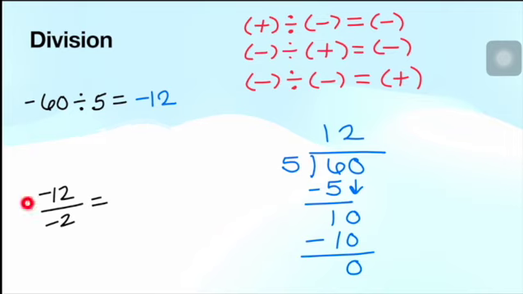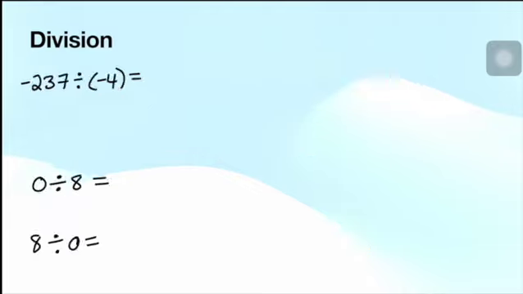All right, -12 divided by -2. We've got two negatives, so we'll get a positive. And that's going to be +6. Here's a couple more examples. Negative 237 divided by negative 4. The answer will be positive.